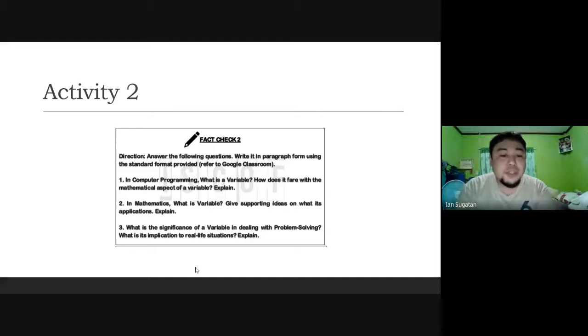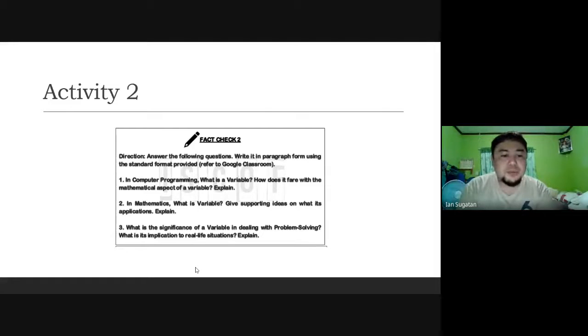How does it fare with the mathematical aspect of our variable? I-compare nyo guys sa mathematics, kag ang sa mathematical aspect is ang statistical, no? Compare nyo sa programming. And then you have to explain. So I think few words will explain it. If you cannot understand, just ask questions, no, sa GC naton, so that I can give you tips on paano nyo i-compare ang mathematical value or ang statistical value, compare nyo sa programming, no, na variable.